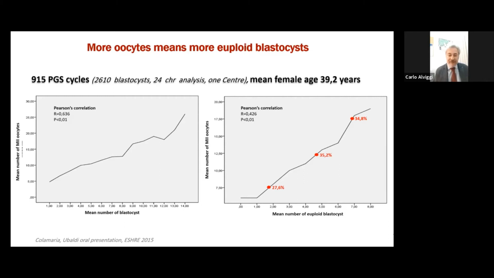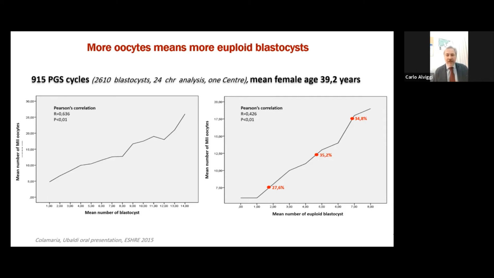So if the rate is the same, increasing the absolute number of oocytes, you increase the absolute number of euploid blastocysts. And this is at any given age. So it is convenient to have more oocytes. It depends on your approach. Because nowadays, a very good approach, at least in my opinion, but it has to be personalized for any single patient, is one stimulation, one family approach, all in one.